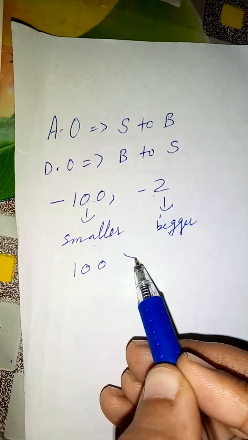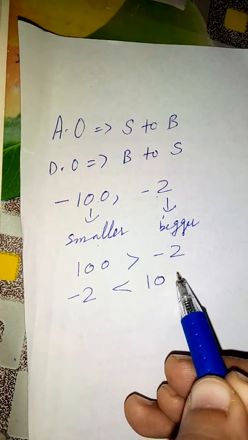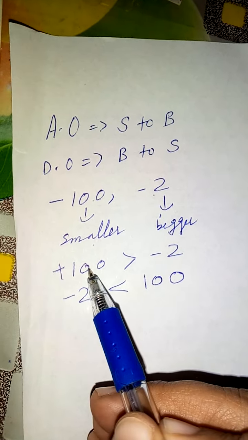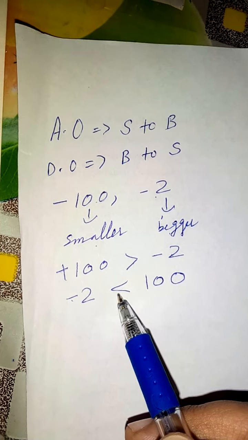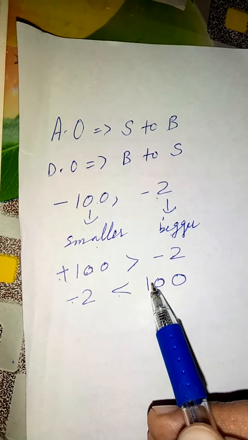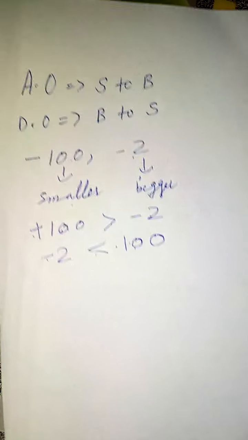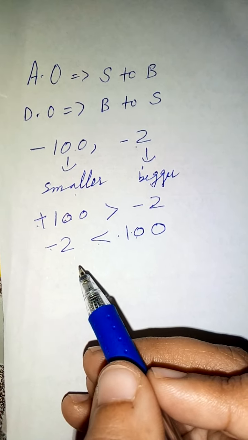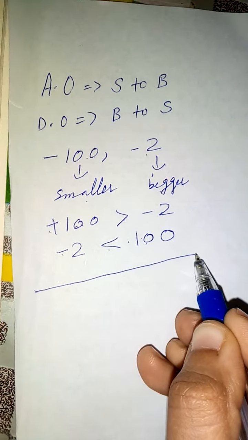Positive values are always greater than the negative values, and the negative values are always less than the positive values. I will repeat it again: positive values are always greater than the negative values, and negative values are always smaller than the positive values. Plus 100 and 100 are the same, because a single value has a positive sign with any kind of number. So if we have different values, we always consider the sign of the values, and the most important thing is to understand the number line.